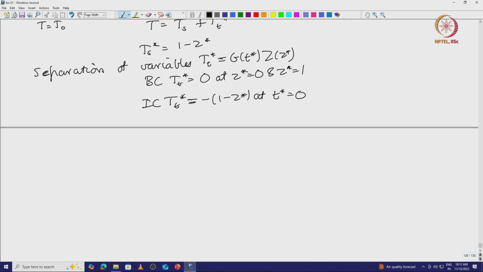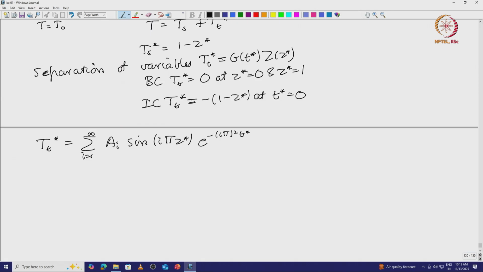Based upon that we had got the solution for the transient temperature as summation a_i sin(i pi z) e power minus (i pi) the whole square t, i is equal to 1 to infinity. It can be 0 to infinity or 1 to infinity, it makes no difference in this case.